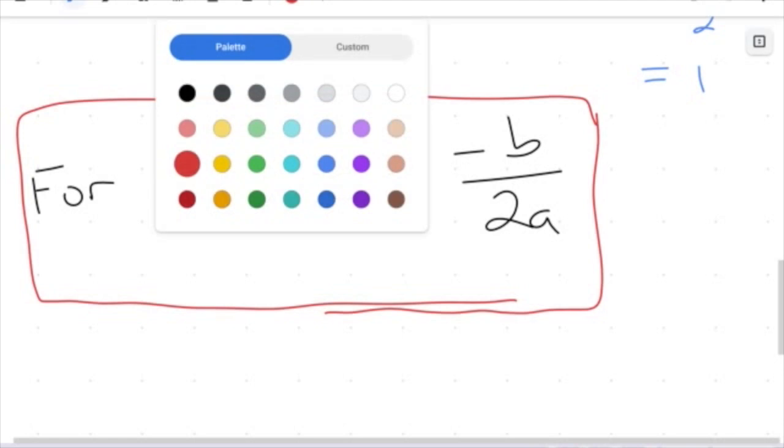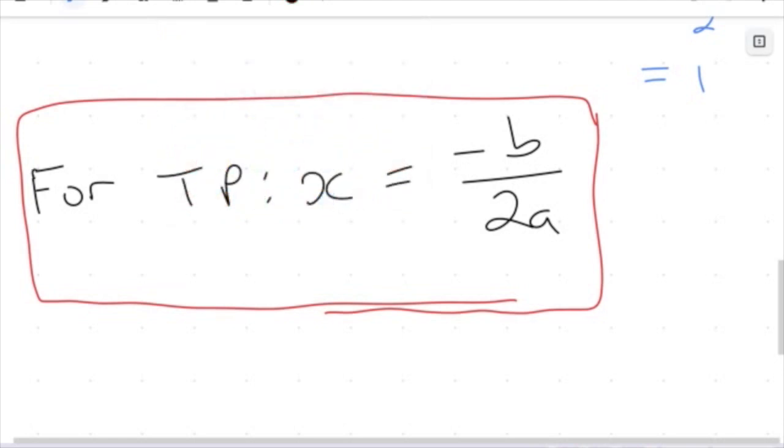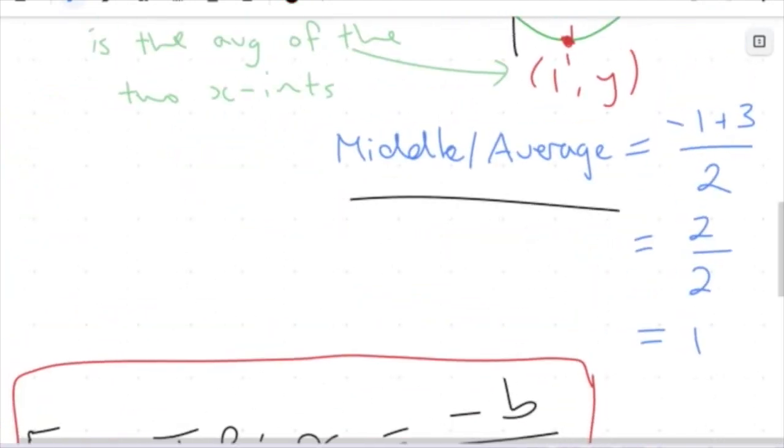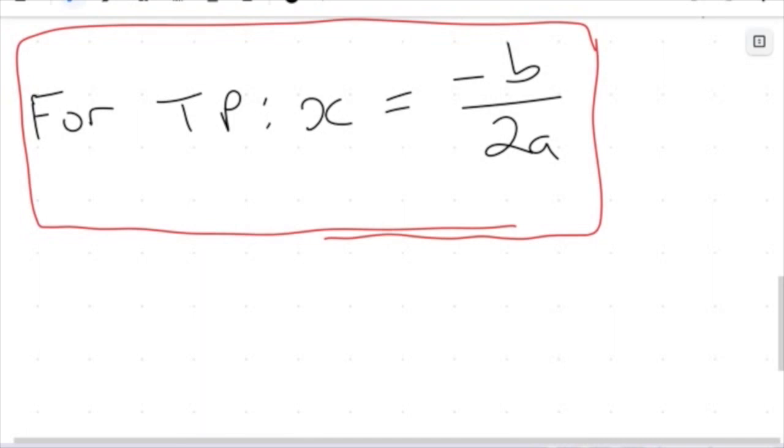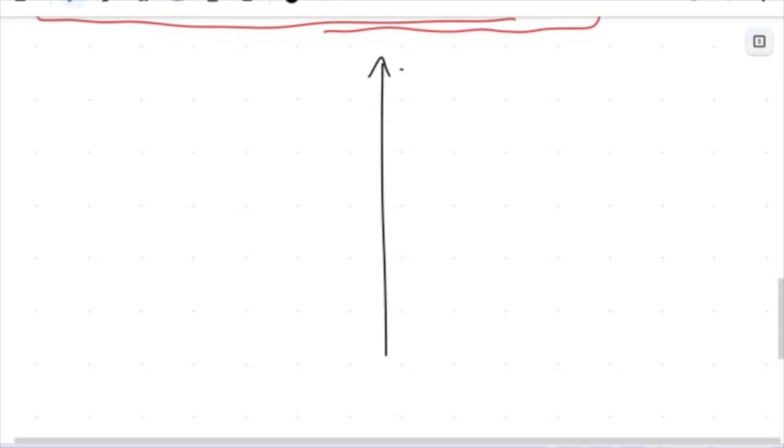Now, to do this, we are going to be using this idea of averaging things out. Now, if you don't care about this part, feel free to skip through. This is just for the people that are interested. We're going to run a little investigation into why the x-coordinate of the turning point is given by this negative b over 2a. Now, we are going to draw my set of axes. So I have my y-axis and my x-axis.